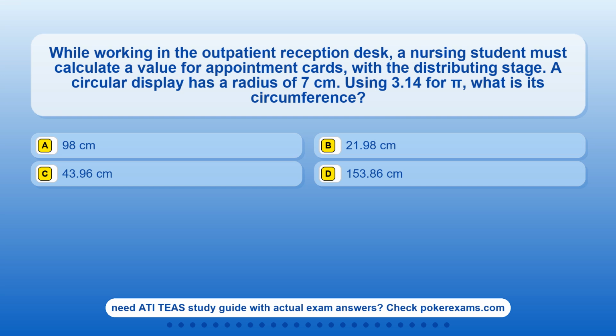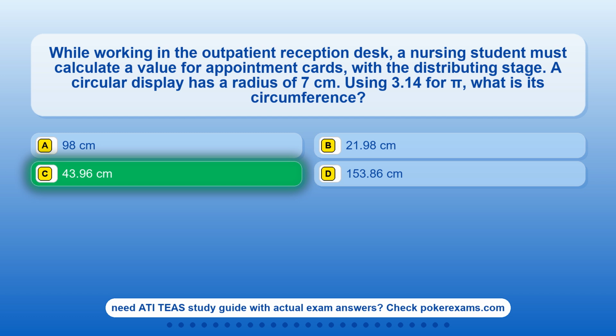Question 4. While working in the outpatient reception desk, a nursing student must calculate a value for appointment cards, with the distributing stage. A circular display has a radius of 7 centimeters. Using 3.14 for pi, what is its circumference? Option A, 98 centimeters. Option B, 21.98 centimeters. Option C, 43.96 centimeters. Option D, 153.86 centimeters. The correct answer is option C, 43.96 centimeters.